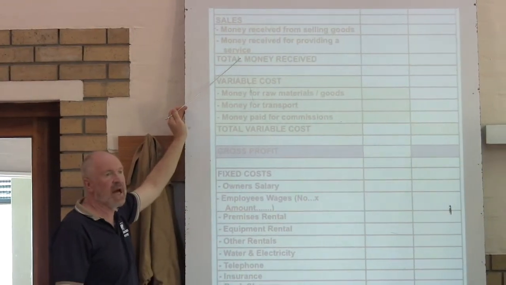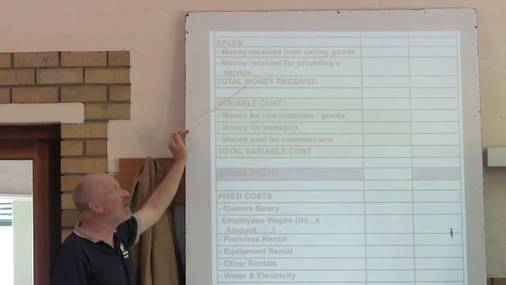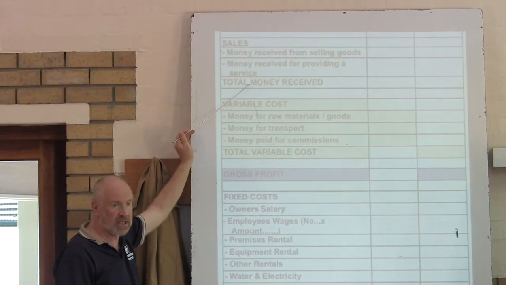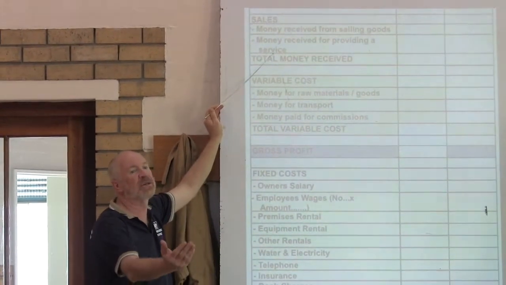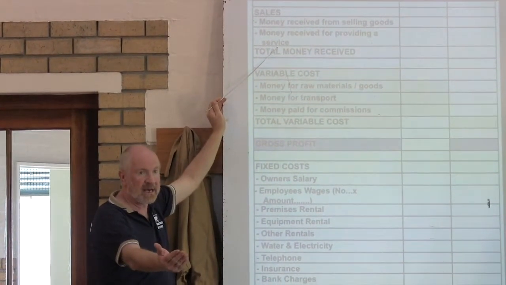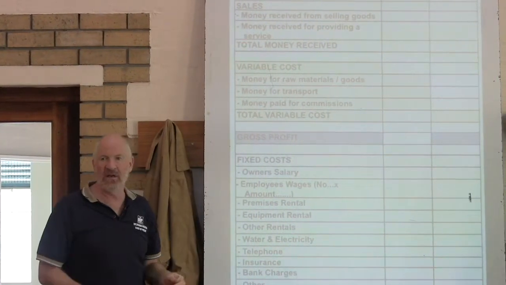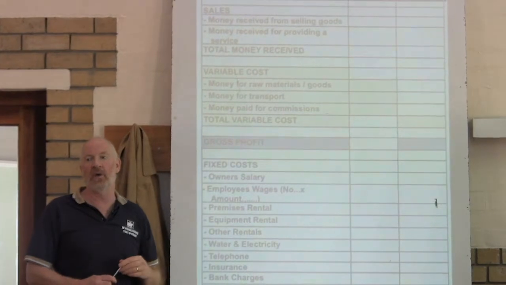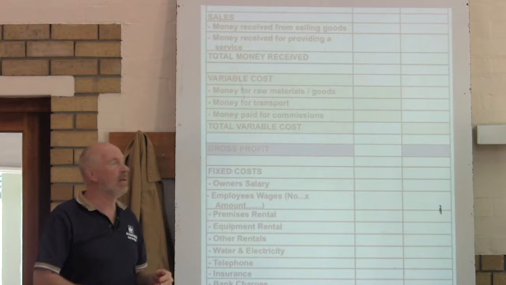Total money received. Now, some income statements also have, and it's not wrong, it's perfectly fine, what your bank balance is. So in other words, how much interest has come from the money that you've got in the bank. Okay, that could be another way that you would receive money into your business. Okay, but that's going to be very small, really.